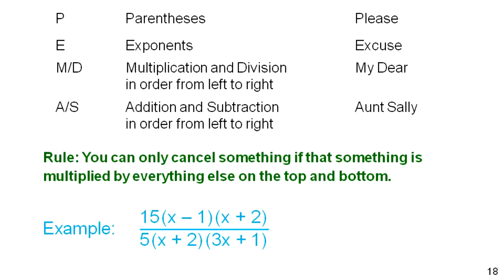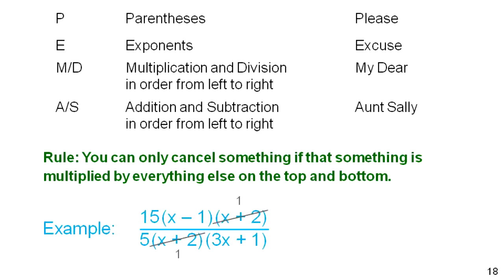These examples and the thought process behind them give rise to the following rule. You can only cancel something if it is multiplied by everything else on the top and the bottom. In this example here, there is an x plus 2 multiplied by everything else on both the top and bottom, and so we can cancel the x plus 2's. You might notice that when I canceled the x plus 2's, I left 1's in their places. This is because when we cancel the x plus 2's, we are dividing both the top and bottom by x plus 2.